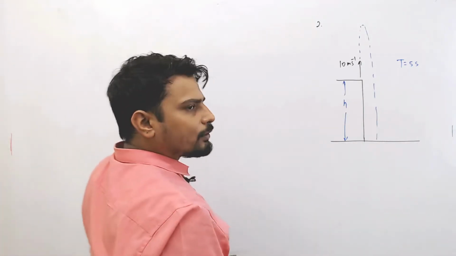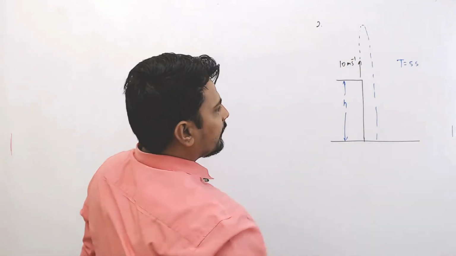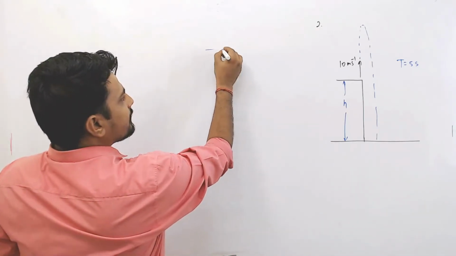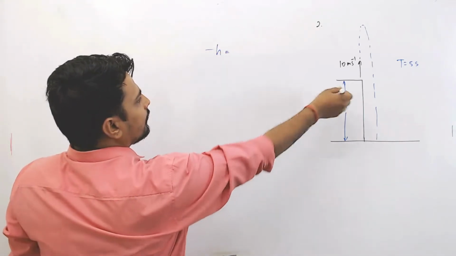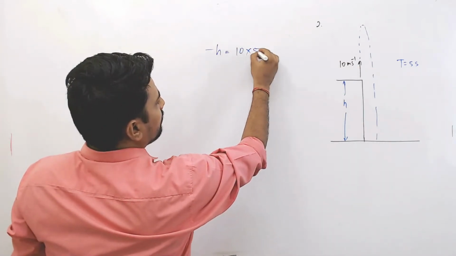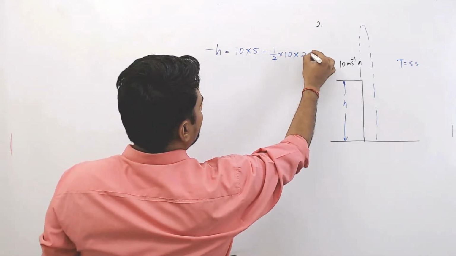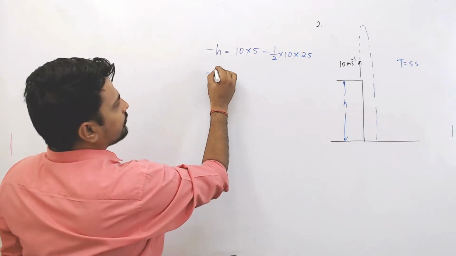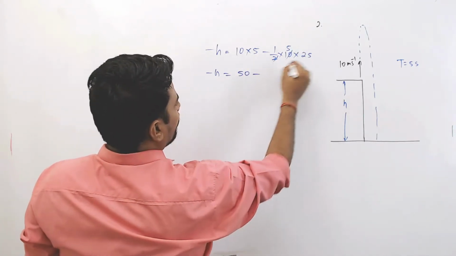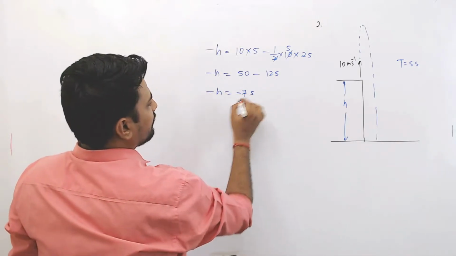And I want you guys also to try the same method. No need to go with finding the time for this and that. उतना करने की जरूरत नहीं है. वो बच्चे लोग करते हैं. आपको जरूरत नहीं है. Net displacement is downward, so minus h. Initial velocity upward 10. Time is how much? 5. Minus 1 upon 2, g is 10, t square 5 square 25. खत्म कहानी. So minus h is going to be 50 minus probably 5, 125, minus h is 75, h is 75.